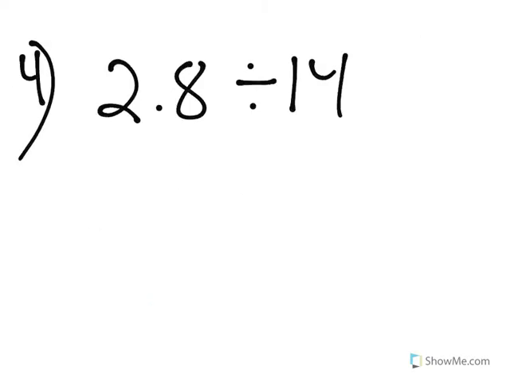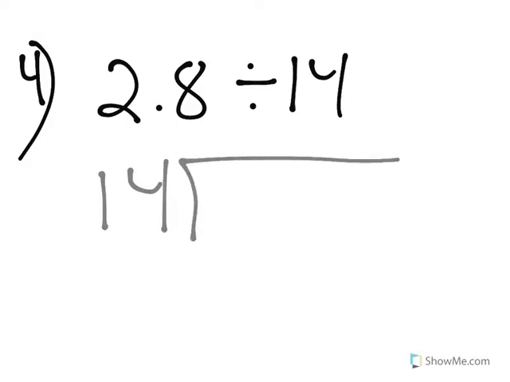Okay, on number 4, remember you have to set it up correctly. So the 14 is your divisor. 2 and 8 tenths is your dividend. You have no decimal in your divisor, but you're doing your dividend, so move it up to your quotient. And now you're just going to divide.